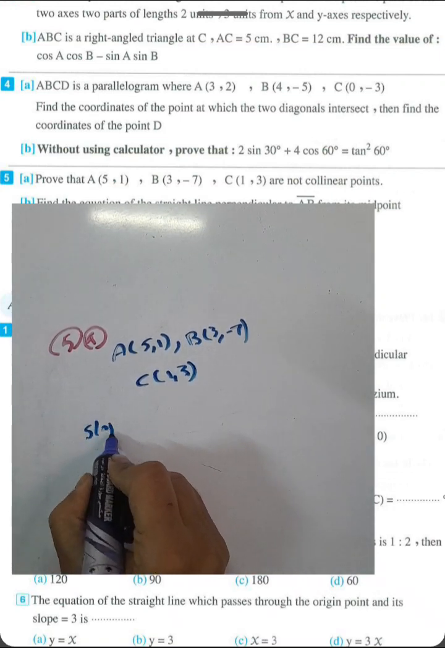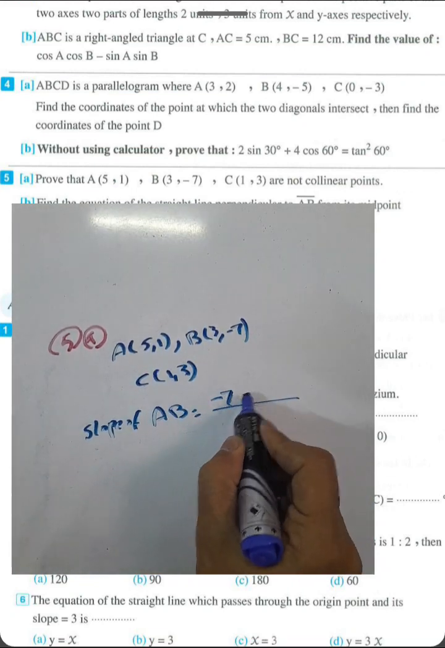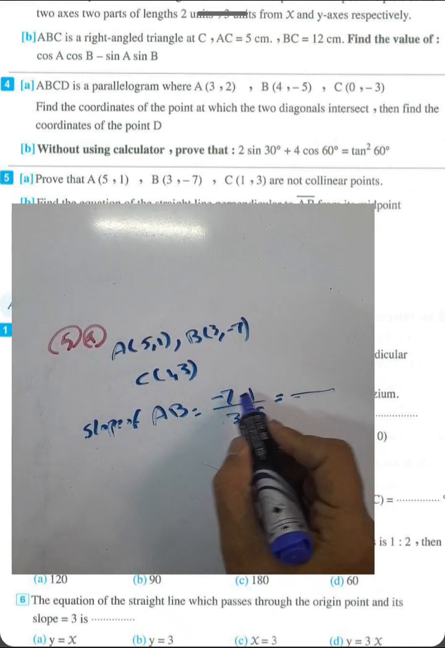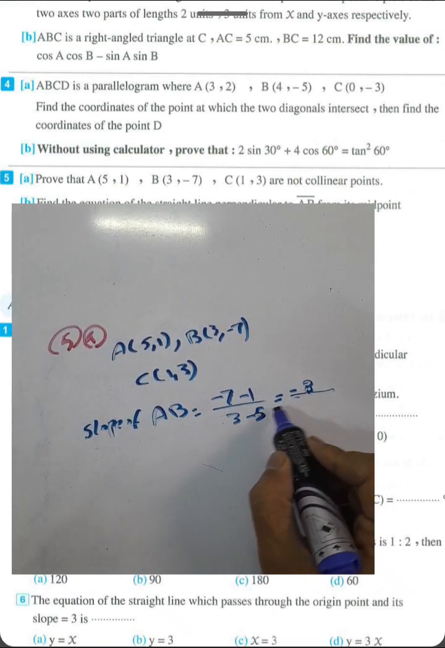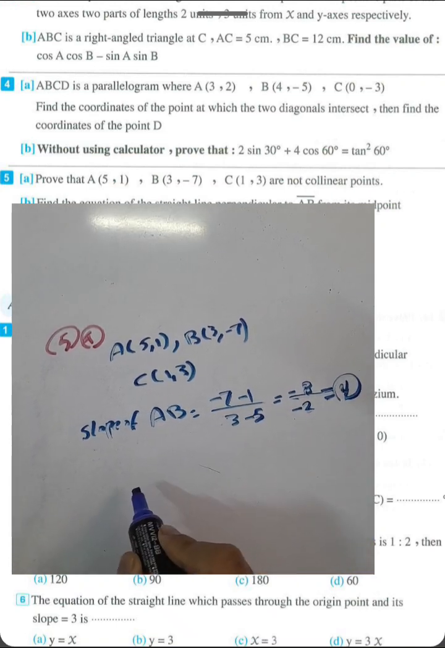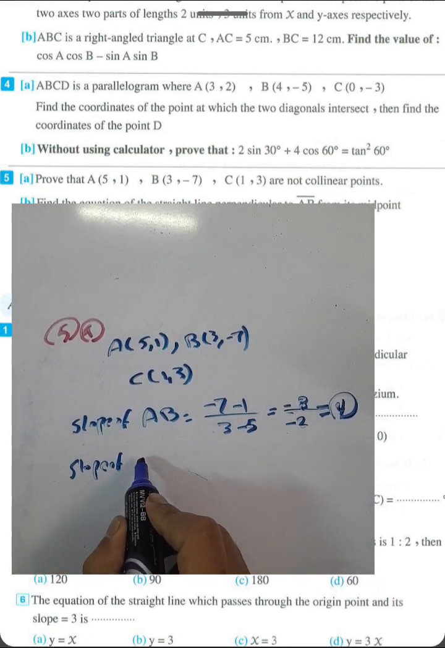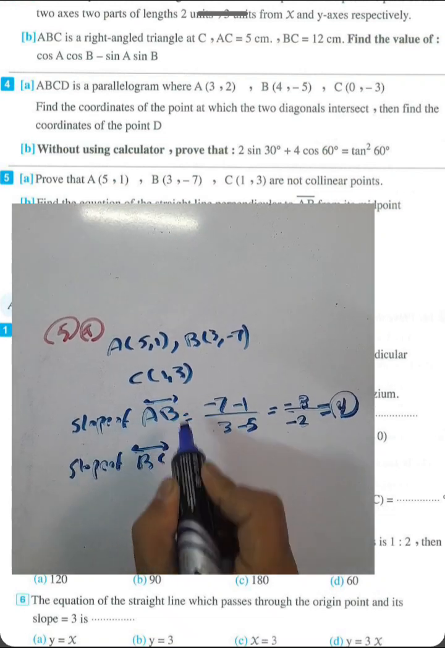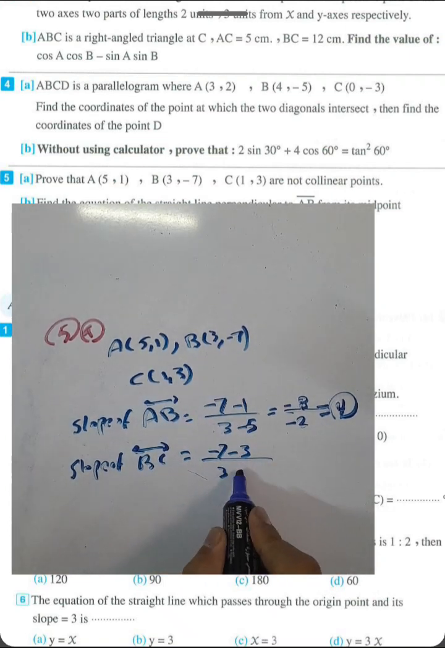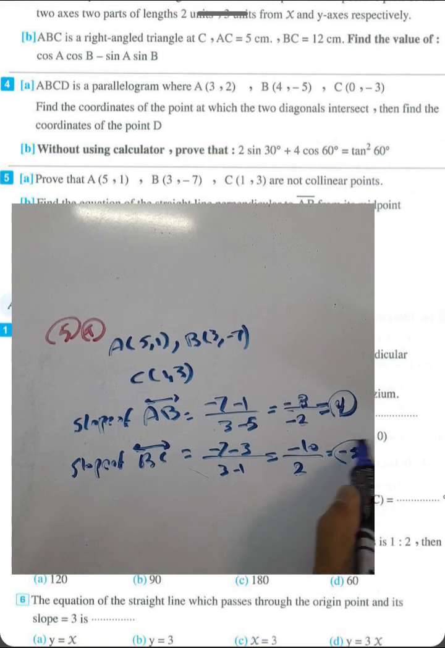We can find the slope of AB: -7 minus 1 over 3 minus 5. -7 minus 1 will be -8, and 3 minus 5 is -2, then dividing gives 4. Slope of BC, B and C: -7 minus 3 over 3 minus 1. It will be -10 over 2. The result will be -5.